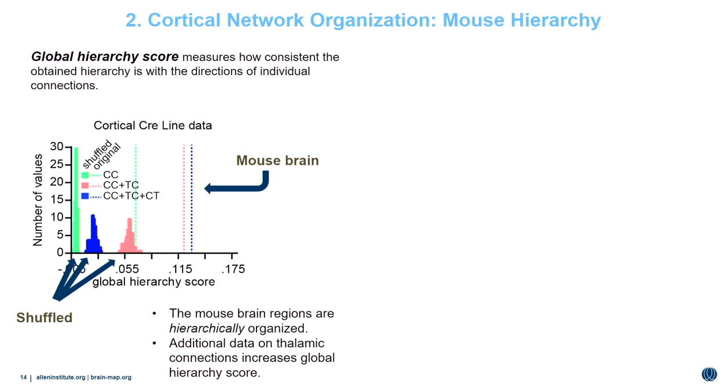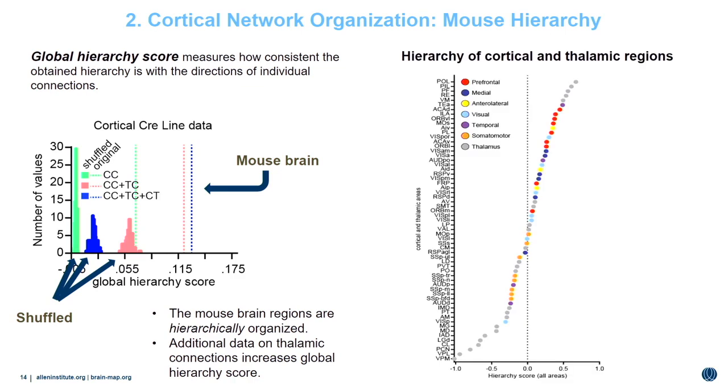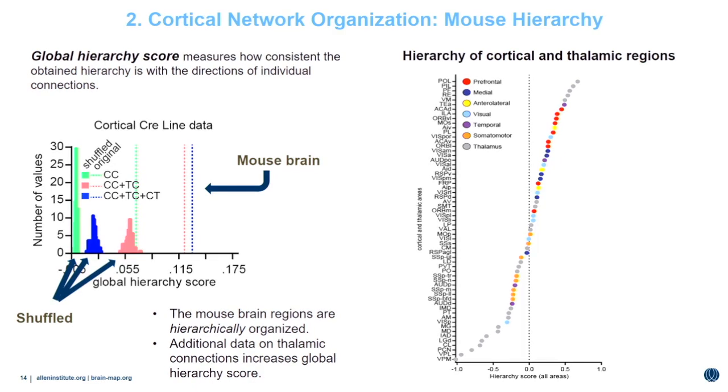Furthermore, another thing we notice here is that when we include thalamocortical connections and cortical-thalamic connections, in addition to cortical-cortical connections, the global hierarchy score increases as well. So this indicates that the additional data on thalamic connections increases the global hierarchy score. So based on the optimal mapping that maximizes the self-consistency of the obtained hierarchy, we can construct the hierarchy of the entire brain regions of the mouse brain.